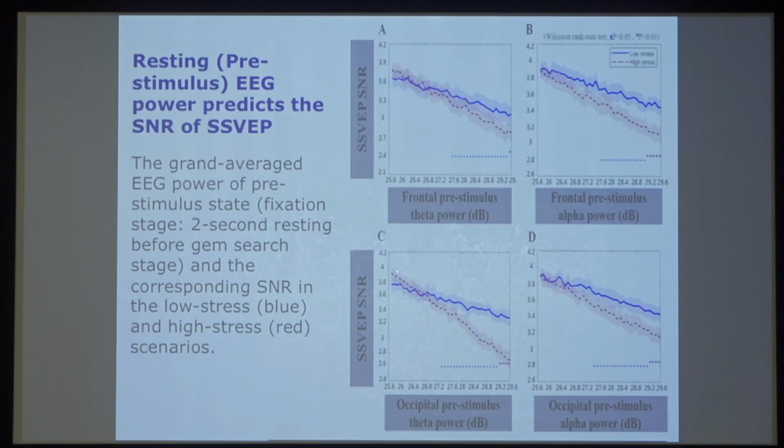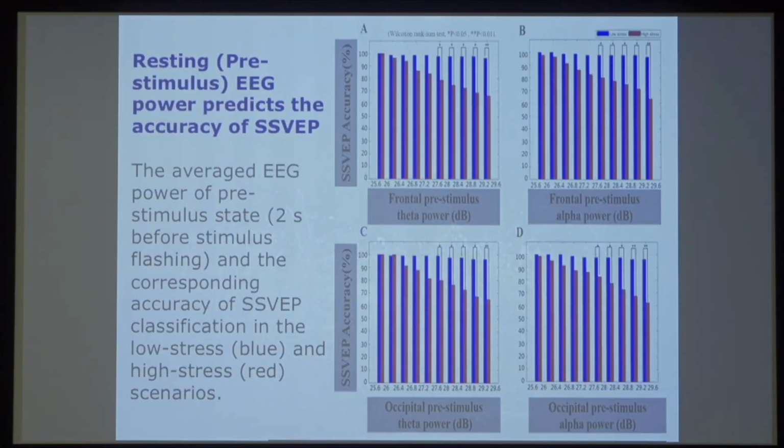And particularly when they are under stress, the slope is steeper, which means the effect is more prominent. This is 2 seconds before you see the Candy Crush. And this is the performance, this is accuracy. As you can see, when you're under stress, the accuracy decreases when you have higher resting power.